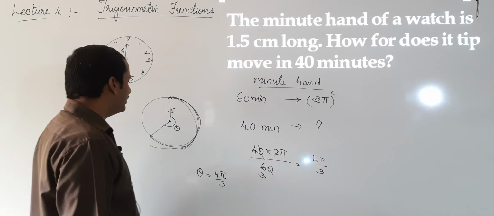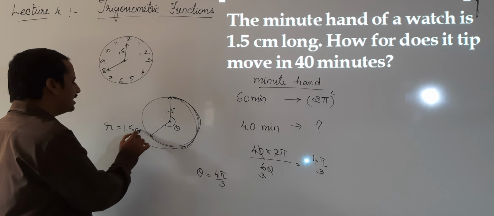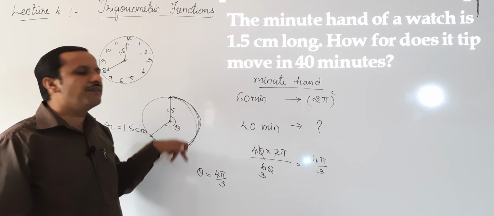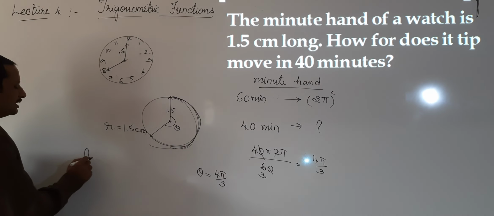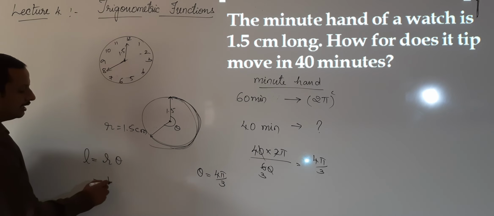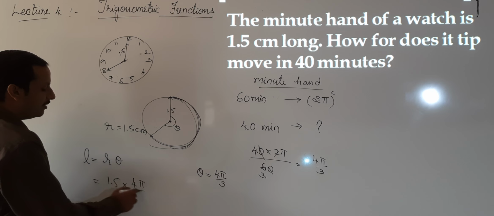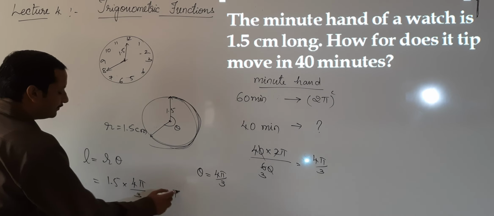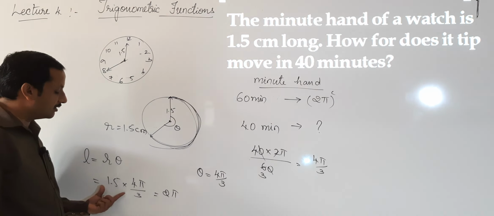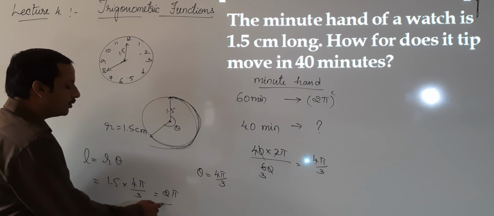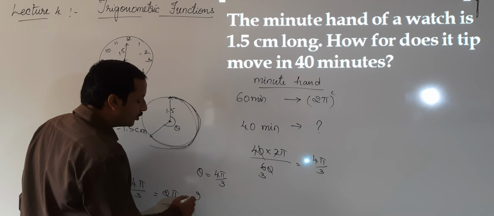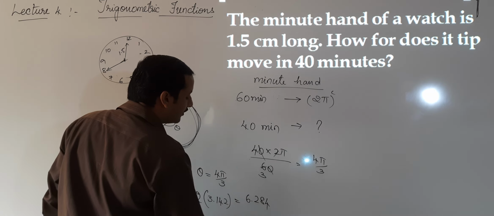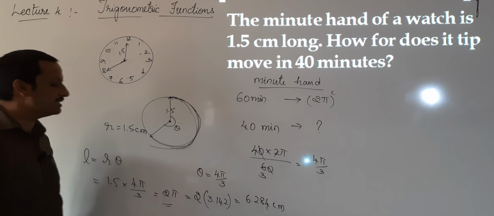Well, what we need to find out? R they have given, R is equal to 1.5 centimeter. We want to know how far its tip moves in 40 minutes. So the length of that arc we have to find out. So L is equal to R into theta. R is 1.5 into 4 pi by 3. Okay, so this will be equal to 2 pi. 1.5 into 4, that's equal to 6. 6 pi by 3, that's equal to 2 pi. 2 pi, or if you want, you can write 2 into 3.142, that's equal to 6.284 centimeter. This is the length of that arc.